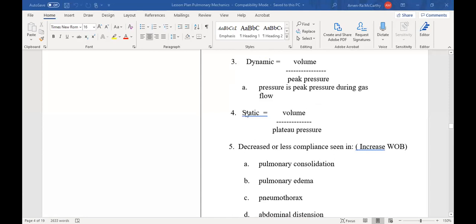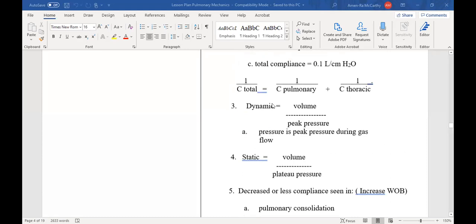Okay? So static compliance, which is CST, right? So let me write these down for you, so you'll know the formula, because you need to know these formulas. Compliance is what? C equals change in volume over change in pressure. Okay, that's compliance.